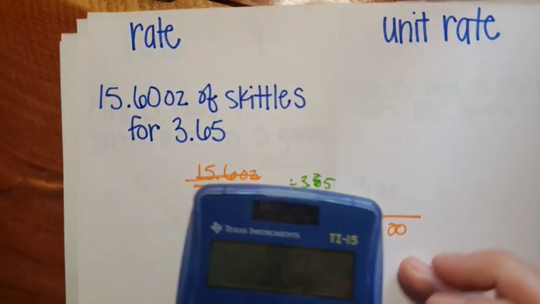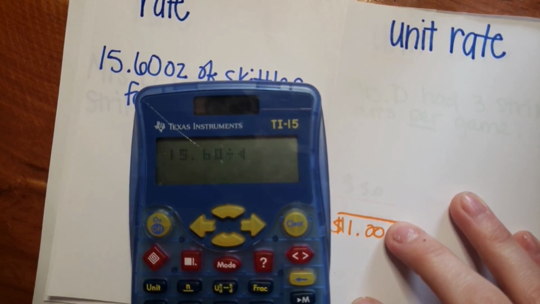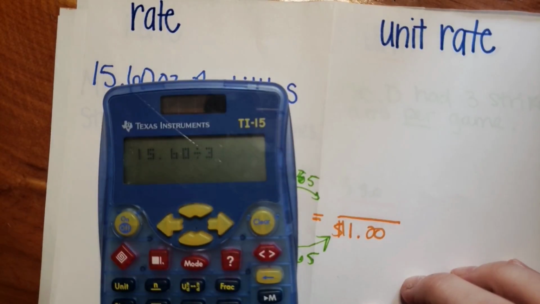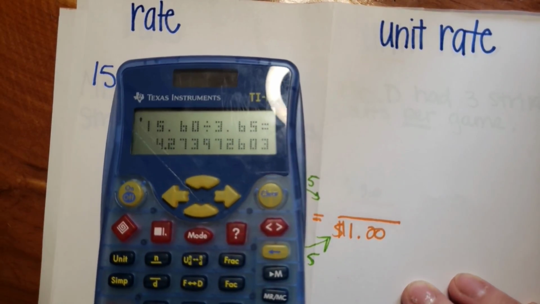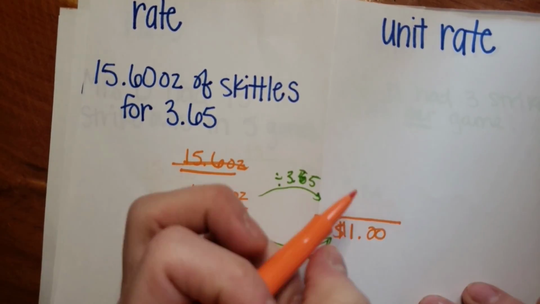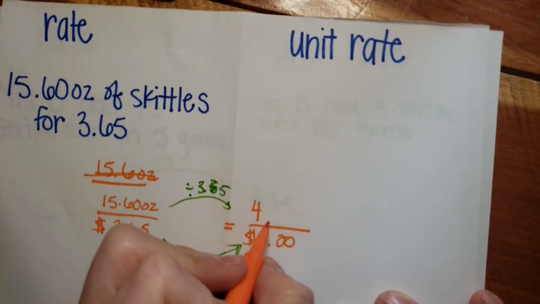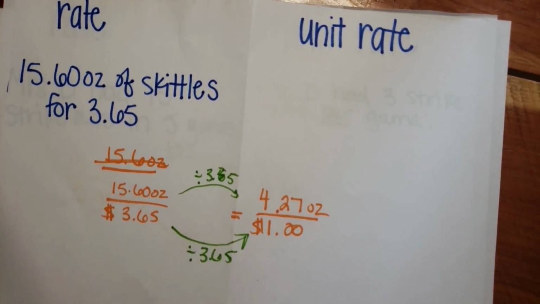So I have 15.6 divided by 3.65. So that shows me I get 4 27/100 of an ounce per dollar.